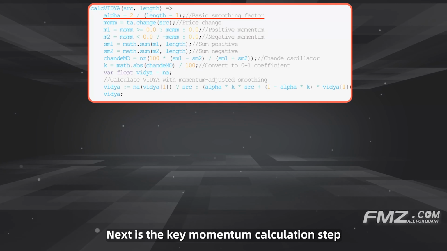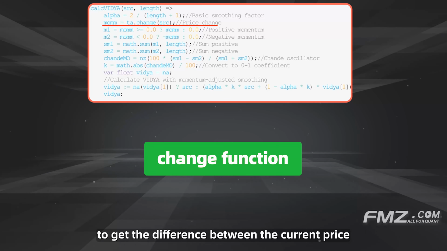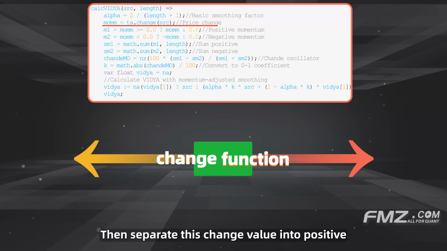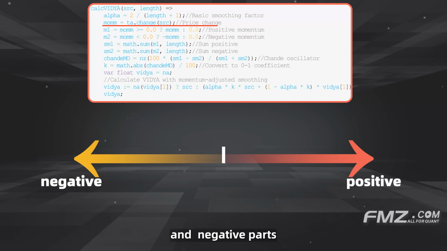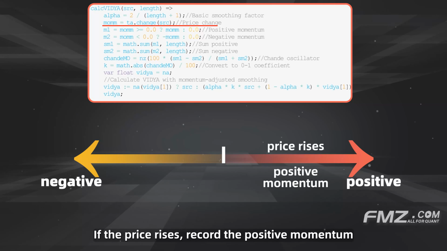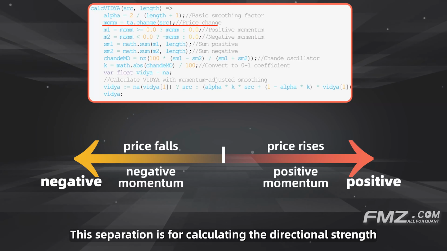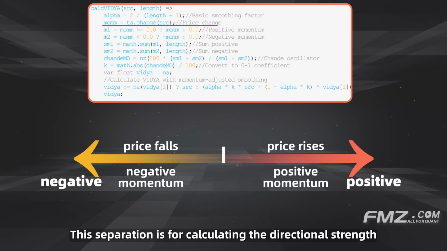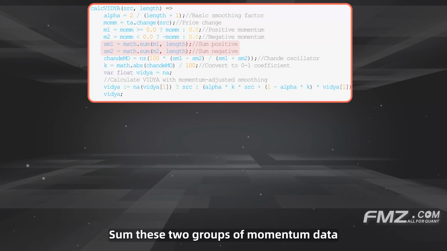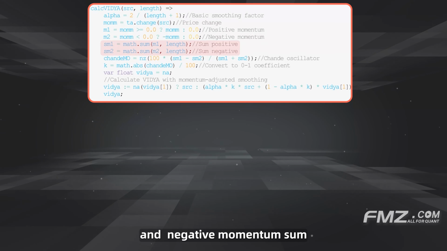Next is the key momentum calculation step. Use the change function to get the difference between the current price and the previous period price. Then separate this change value into positive and negative parts. If the price rises, record the positive momentum. If it falls, record the absolute value of the negative momentum. This separation is for calculating the directional strength of the market later. Sum these 2 groups of momentum data over the period to get the positive momentum sum and negative momentum sum.